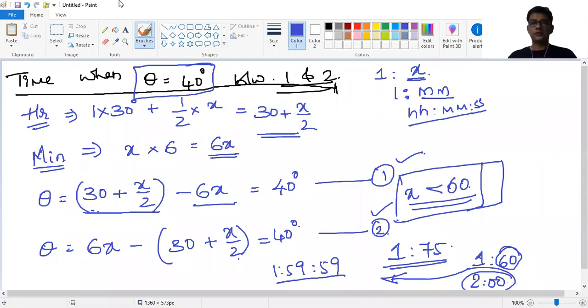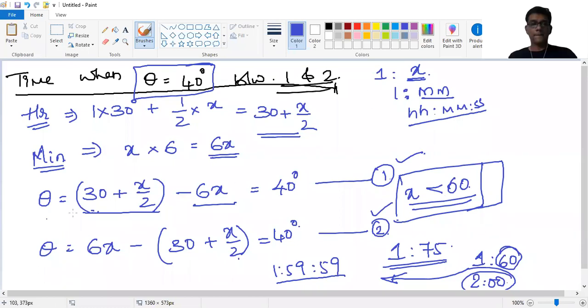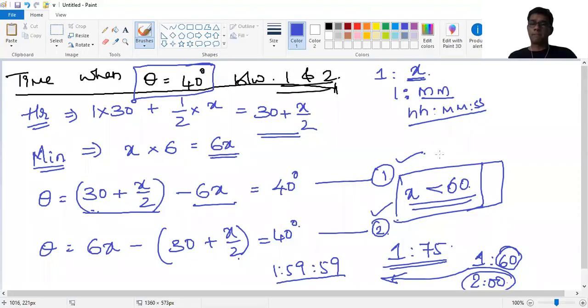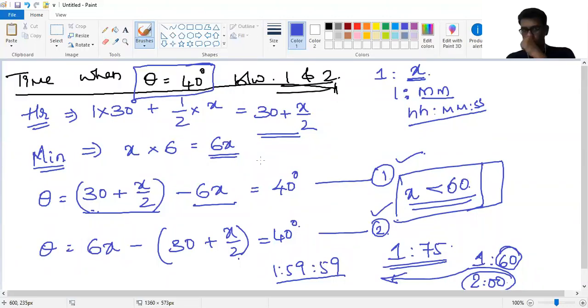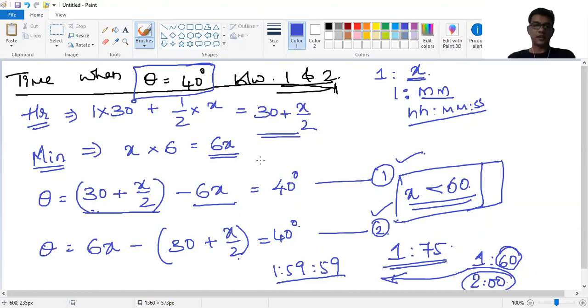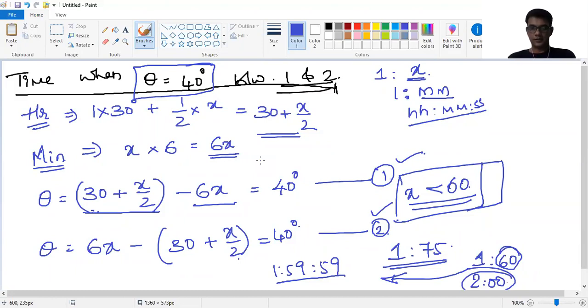Tell me. Sir, I have a doubt. Yes, please. If you further solve the equation 30 plus x by 2 minus 6x is equal to 40, you get it in negative. So what are you supposed to do? Are you getting it negative? Yeah, I'm getting a negative. So you get minus 11x by 2 is equal to 10. Which means that there is no time in that case, because minutes cannot be negative. We consider the next one. Yes. Okay, sir. Thank you.